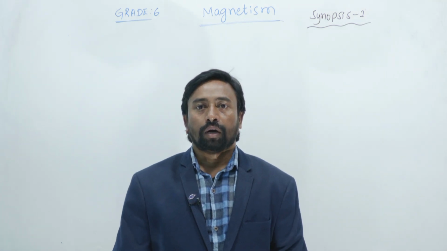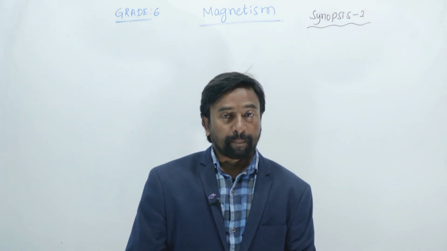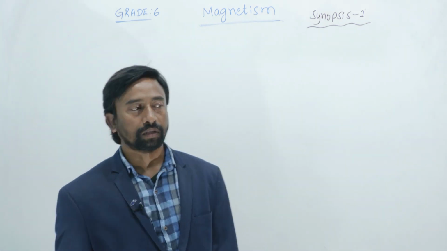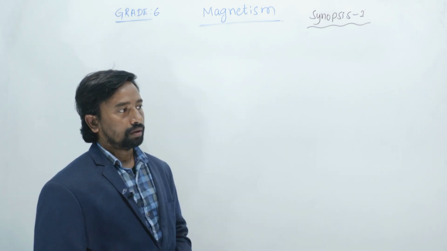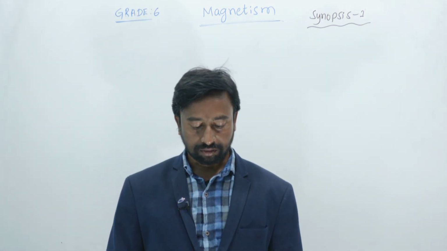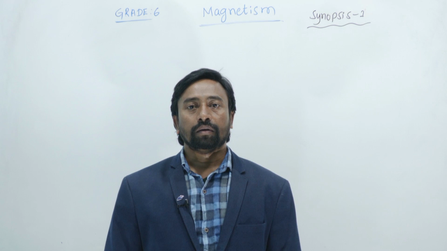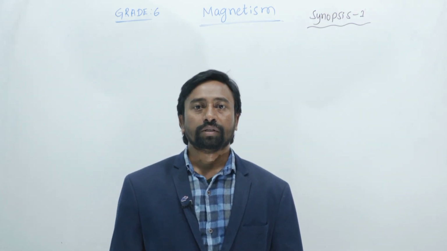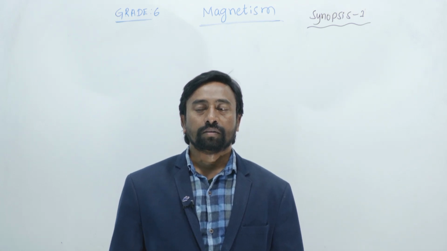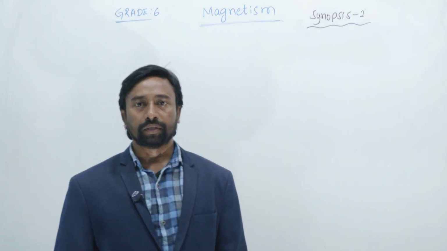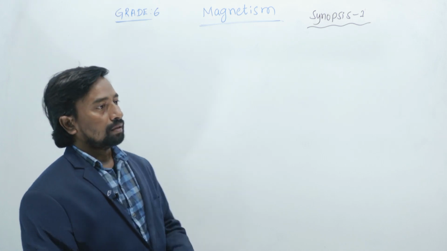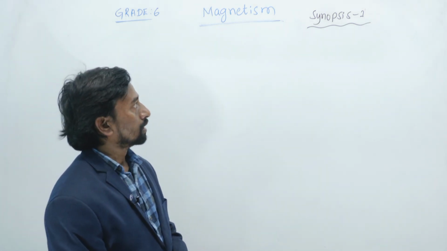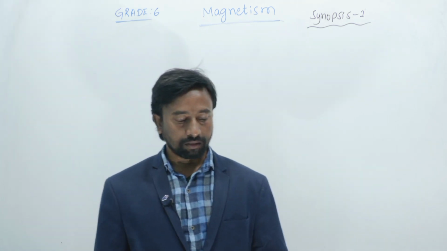Now we are going to discuss magnets and magnetic properties in the chapter of magnetism. It started in the early days, around 800 BC. So how did it start? Magnetic properties and magnets were discovered surprisingly, by sudden chance.